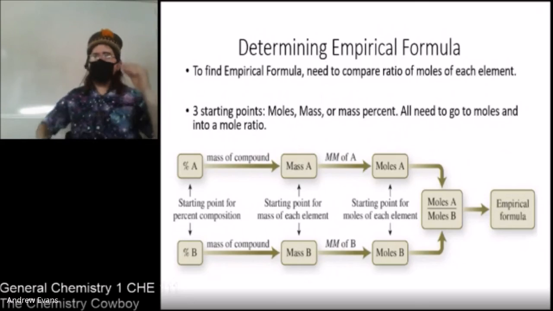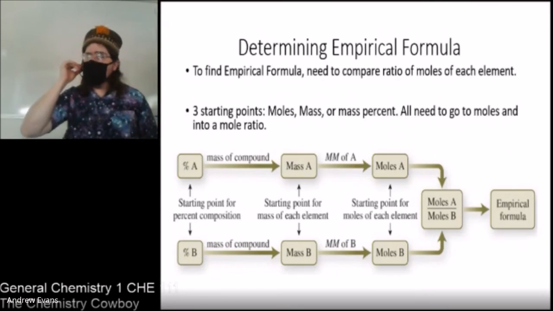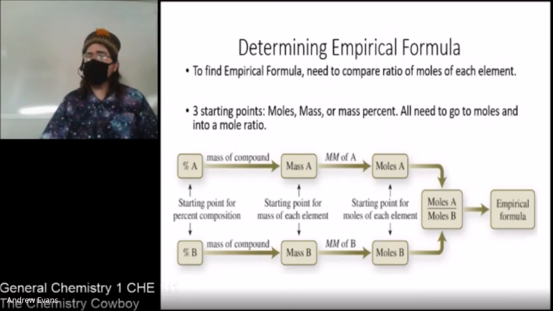In order to get the empirical formula, we're going to have to compare moles to moles. We can never compare mass to mass because each element weighs differently. But when we're comparing moles to moles, we're essentially comparing atom A to atom B. And since each atom is just an atom, we can say there's 5 atoms of A for every 10 atoms of B.